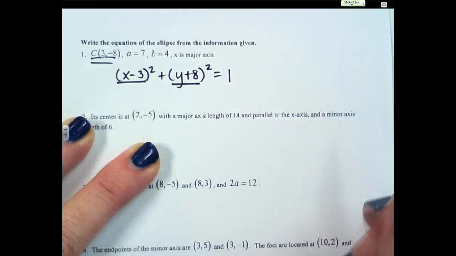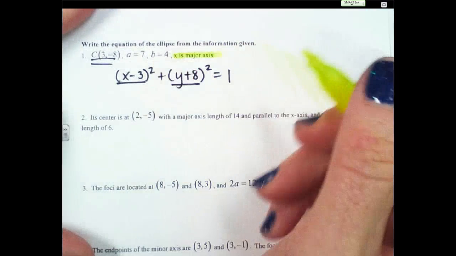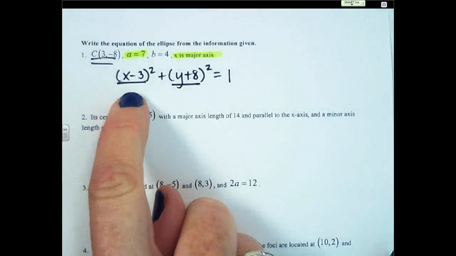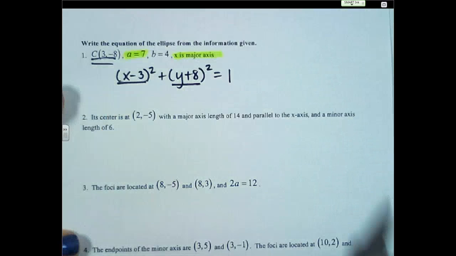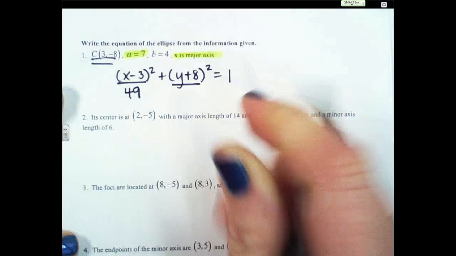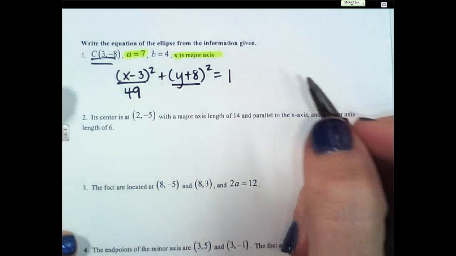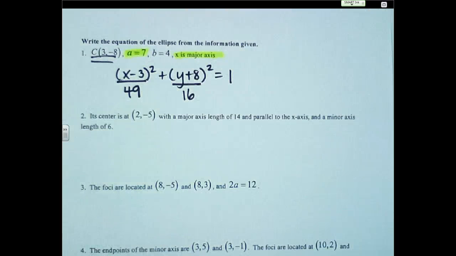Well, first of all, it tells me that x is my major axis. So x and A go together. So what do you think I'm going to put underneath here? If A is 7, what belongs under here? 49. Good. You have to square it. A squared goes there, 49. And then here, if B squared goes below here, what does this get? 16. All right, good. All right, now then let's go to number 2.